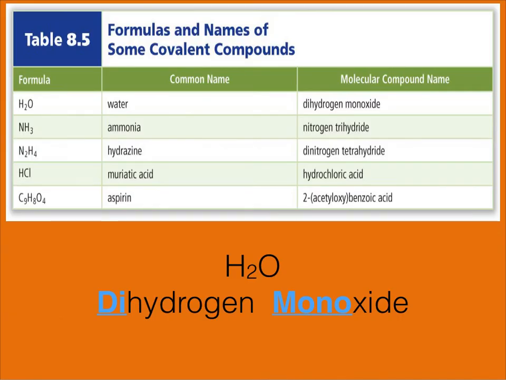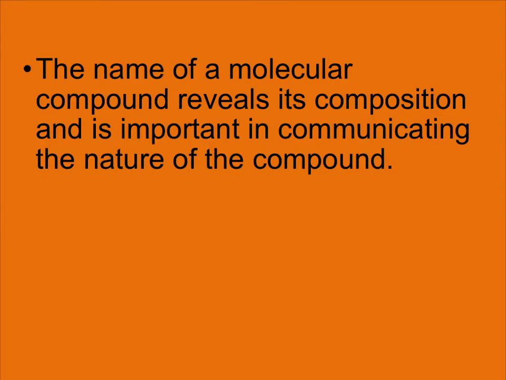All right. So here we go. Water, dihydrogen, 1 oxygen, monoxide. Dihydrogen. Oh, I didn't change the name here. So this should be dinitrogen. What should this be? Tetrahydride.